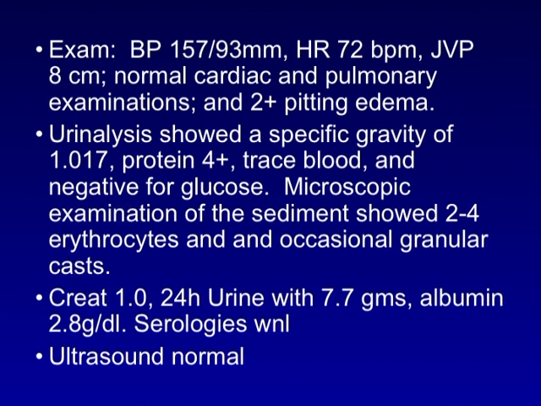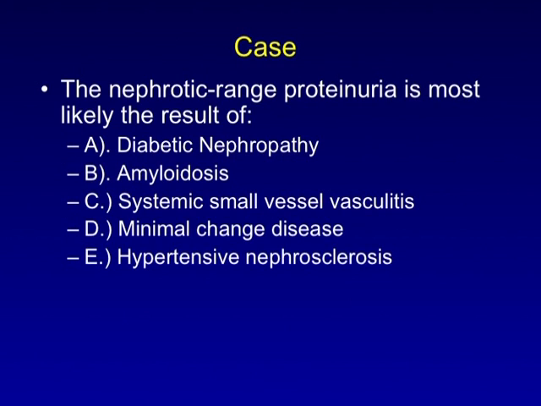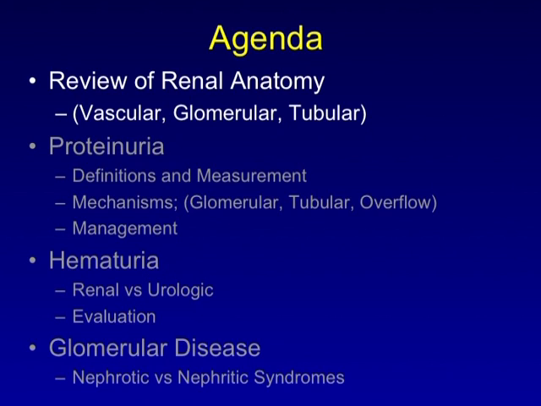His serum creatinine is 1.0, and I'll just say with a normal estimated GFR, but he has 7.7 grams of proteinuria in that 24-hour collection, and his serum albumin is suppressed at 2.8 with normal serologies and a normal ultrasound. So the question I'd like you to ponder as we go through the rest of this talk is, what might be the cause of this gentleman's nephrotic-range proteinuria? And we'll come back to this at the very end of the discussion. Does he have diabetic nephropathy, amyloidosis, a systemic small vessel vasculitis, minimal change disease, or is this hypertensive kidney disease? So think about that, and we'll come back to it at the very end.